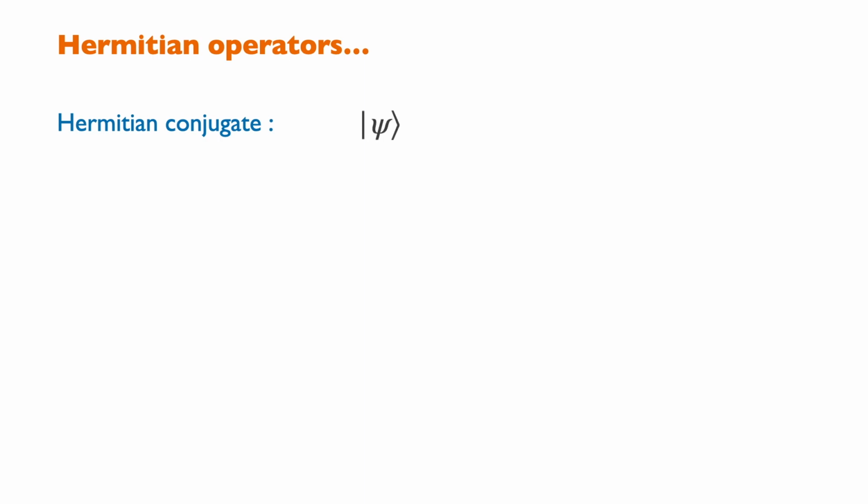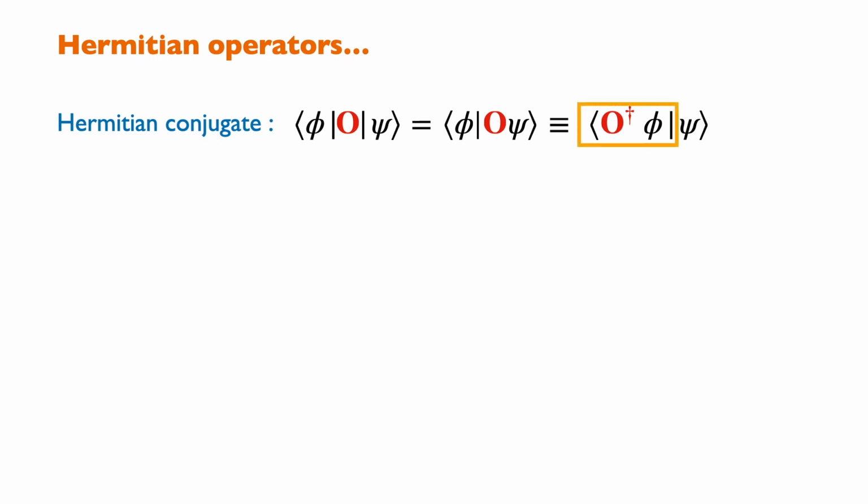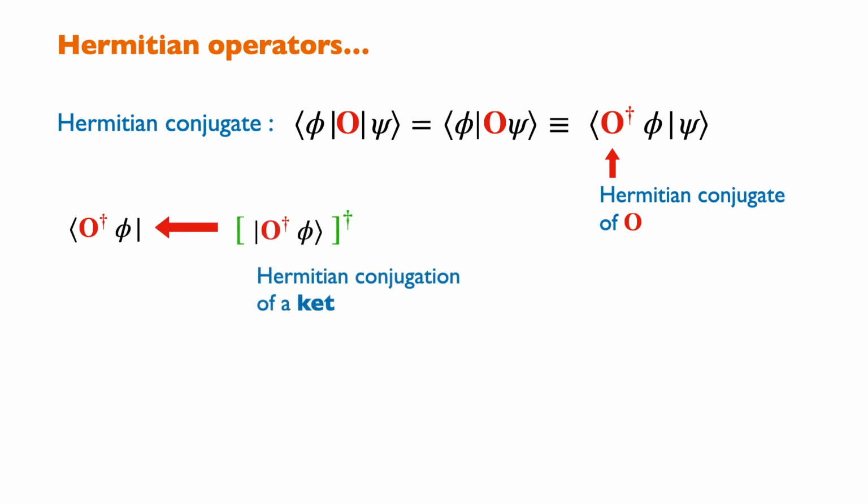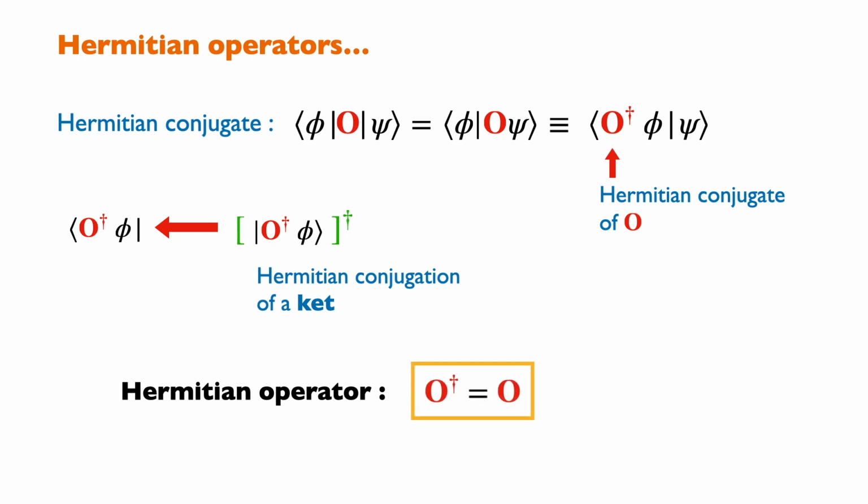First, let an operator O act on a state psi. Then take the inner product of the resulting state with another state phi. By definition, this inner product is equal to the bra of the Hermitian conjugate of O, acting on the phi, contracted with ket psi. The Hermitian conjugation is denoted by the dagger superscript. Recall that a bra is the Hermitian conjugation of a ket. O is a Hermitian operator if it is equal to its own Hermitian conjugate.